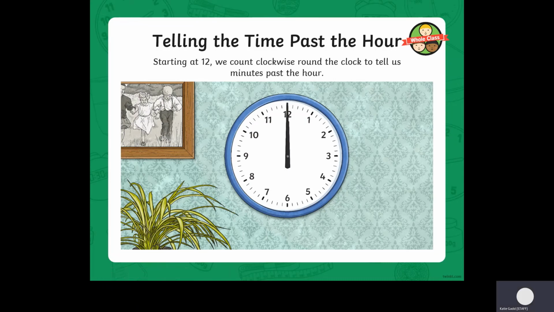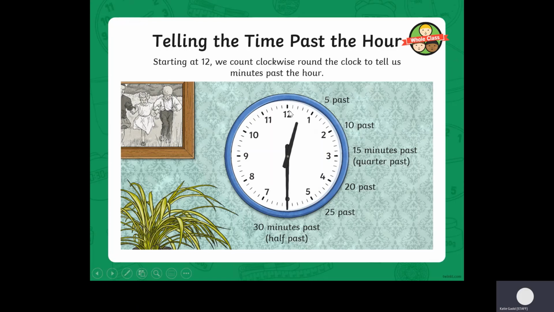So starting at 12, we count clockwise round the clock to tell us minutes past the hour. So these are all minutes past. 5 past, 10 past, quarter past, 20 past, 25 past, and half past. So these are all past 12 o'clock. It hasn't got to 1 o'clock yet. So it's not 5 past 1, it's 5 past 12 because the hour hand is in between the two numbers.